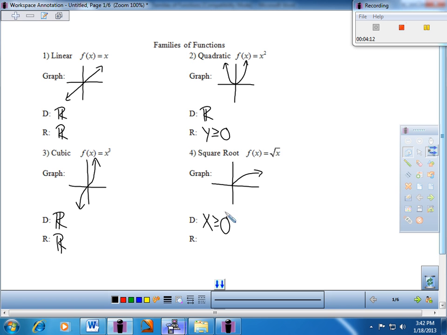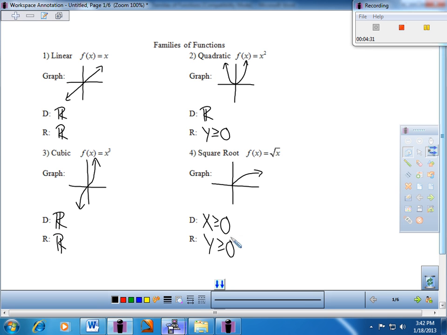The domain seems to be anything that's positive or 0, and that makes sense with what you can see here. You can't take the square root of a negative, and there's our domain that would reinforce that idea. And in terms of the range, thinking vertically, it looks like I'm only from 0 and above, so I'm getting a range of greater than or equal to 0.